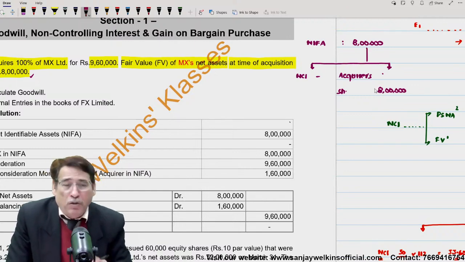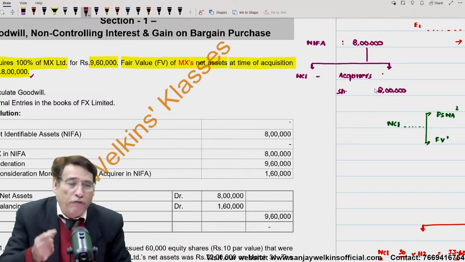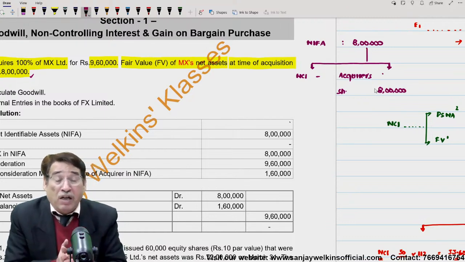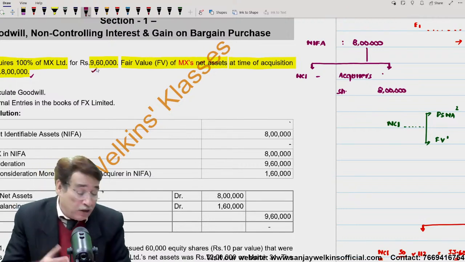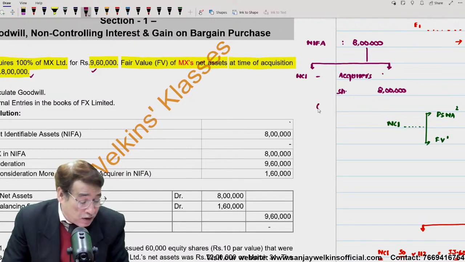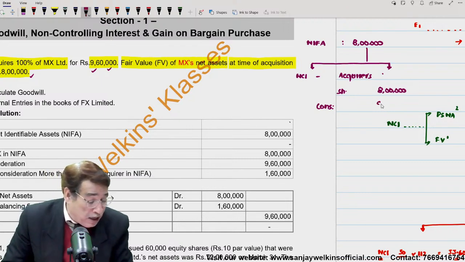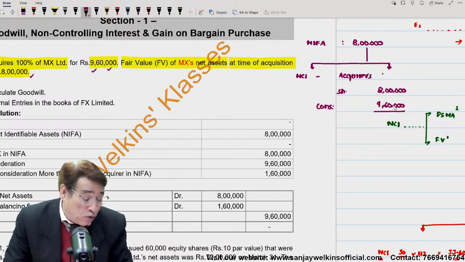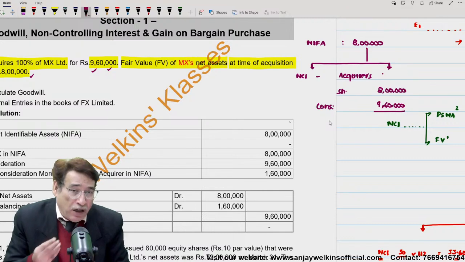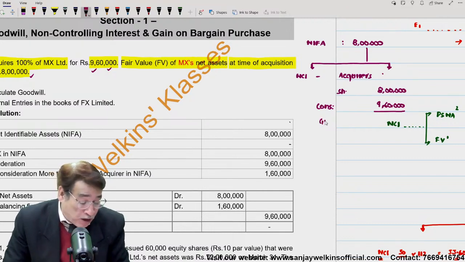So on the date of acquisition, when we got hold of the other entity, we got 8 lakh worth of net assets. But how much did we pay for the same? We paid 9,60,000. Now all I have to do is simply compare it with the consideration. The consideration amount is 9,60,000. Is it more or less? The consideration amount is actually higher. So should I write gain on bargain purchase or goodwill? Sir, you must write goodwill.